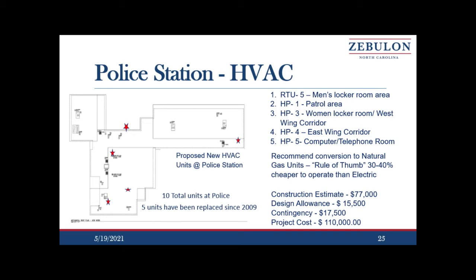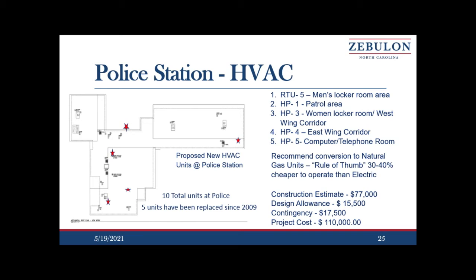Two projects that we're going to talk about tonight that are recommended in Mr. Moore's budget. The first is police station HVAC. This facility is right at 15,000 square feet. It has 10 HVAC units on top of the roof or mounted to the side. Five of those were replaced in 2008, 2009 with the renovation, and now they're 14 years old in the next fiscal year. So we are recommending to replace those five noted here.